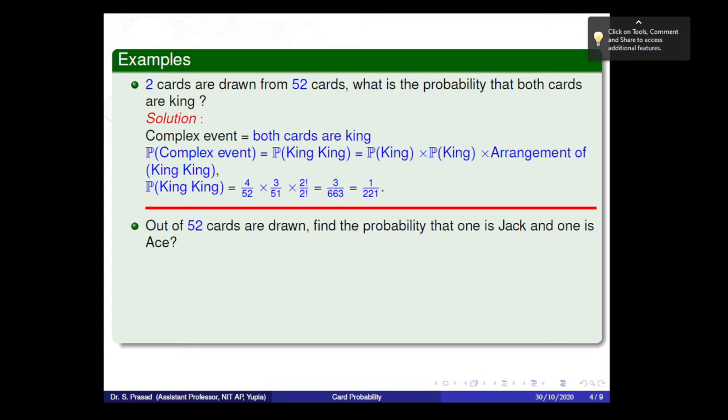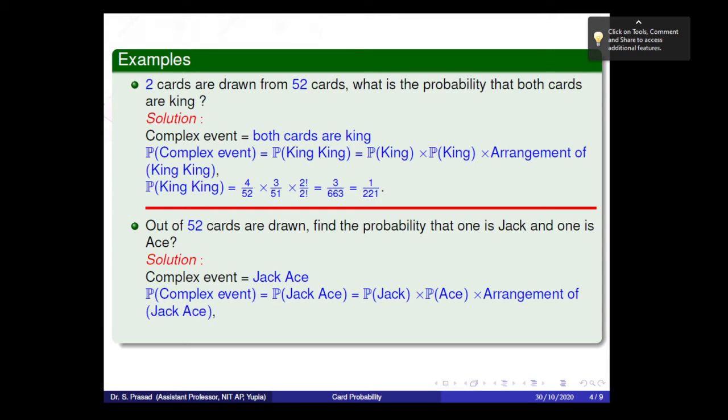Now we go for the next question. Two cards are drawn out of 52 cards. Find the probability that one is J and one is S. In this case, the complex event is directly J and S. After that we find the probability of J and S in a complex event. We write the probability of J into probability of S into arrangement of J and S. We know how many J are in the deck: 4, so we write 4 by 52 into S. S is not related to J, so S is also 4, and we write 4 by 51 into arrangement of J and S. Both are different words, so we write directly 2 factorial, with no repetition.